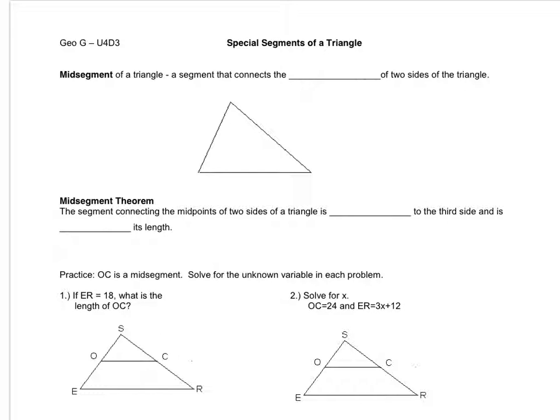So first, we have a midsegment. A midsegment of a triangle is a segment that connects the midpoints of two sides of a triangle. So we know that a midpoint is the point in the middle of a line. So it goes right through.